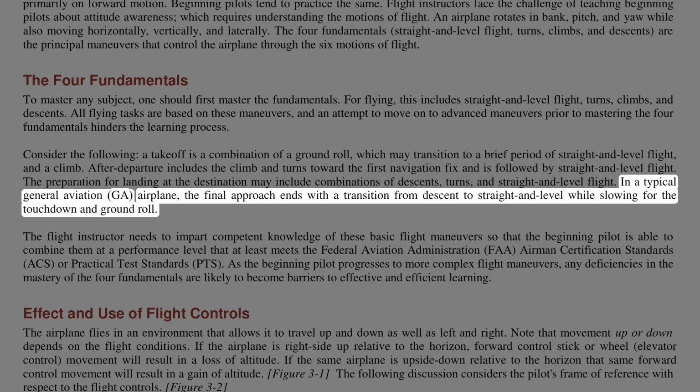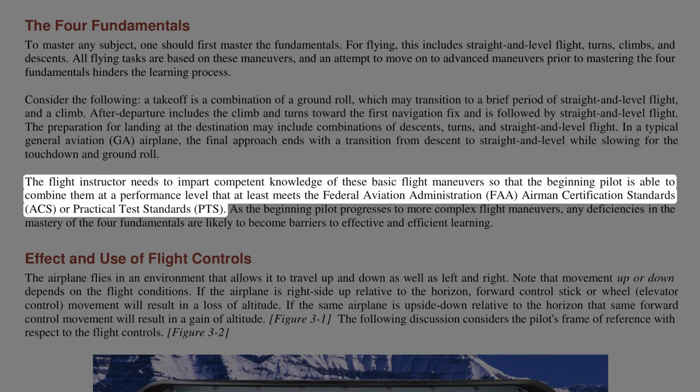In a typical general aviation (GA) airplane, the final approach ends with a transition from descent to straight and level, while slowing for the touchdown and ground roll. The flight instructor needs to impart competent knowledge of these basic flight maneuvers so that the beginning pilot is able to combine them at a performance level that at least meets the Federal Aviation Administration (FAA) Airman Certification Standards (ACS) or Practical Test Standards (PTS).